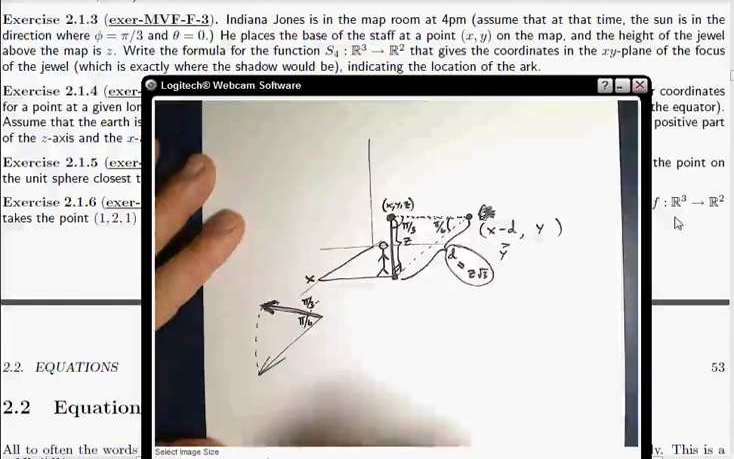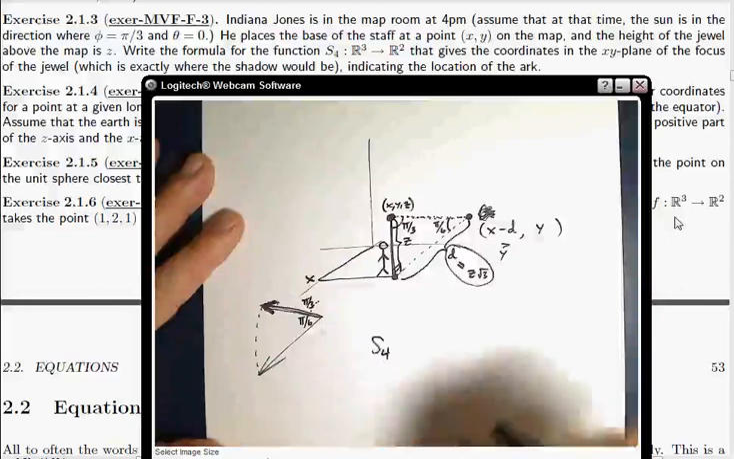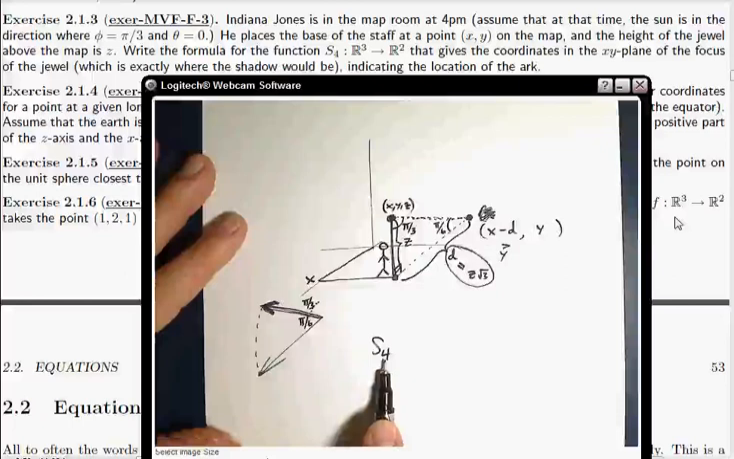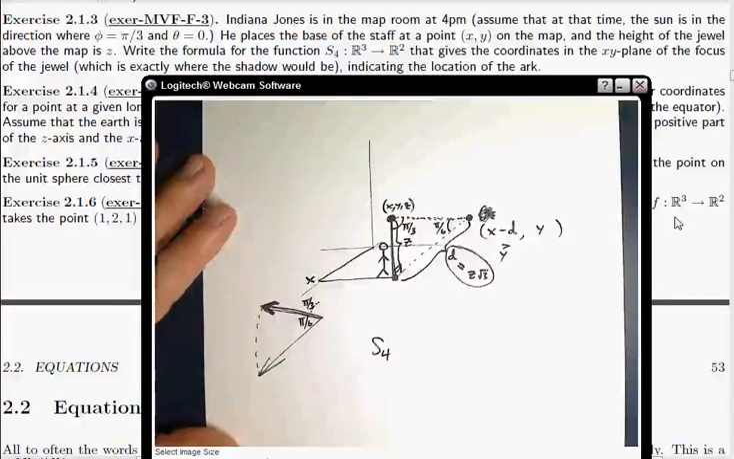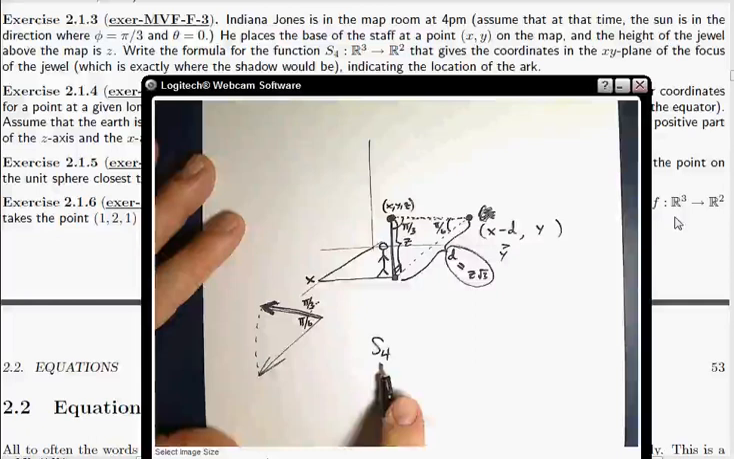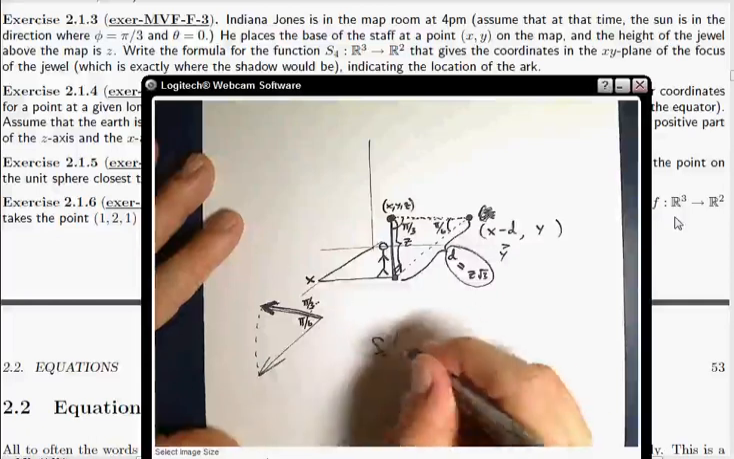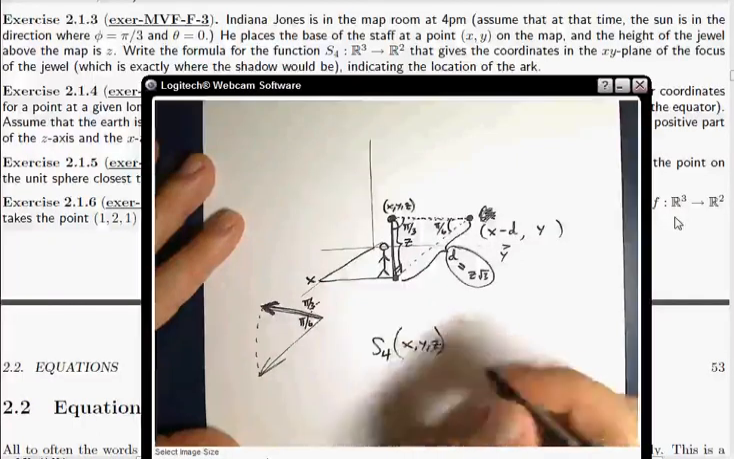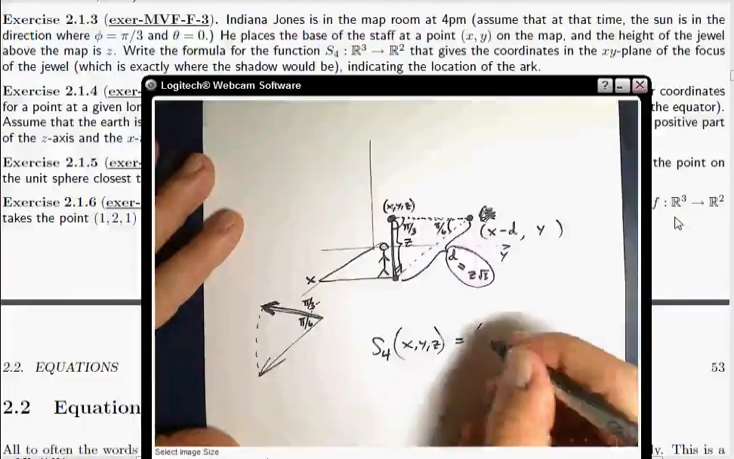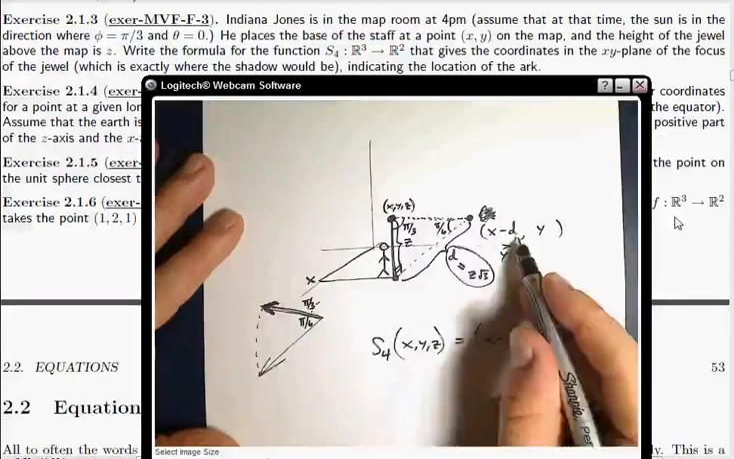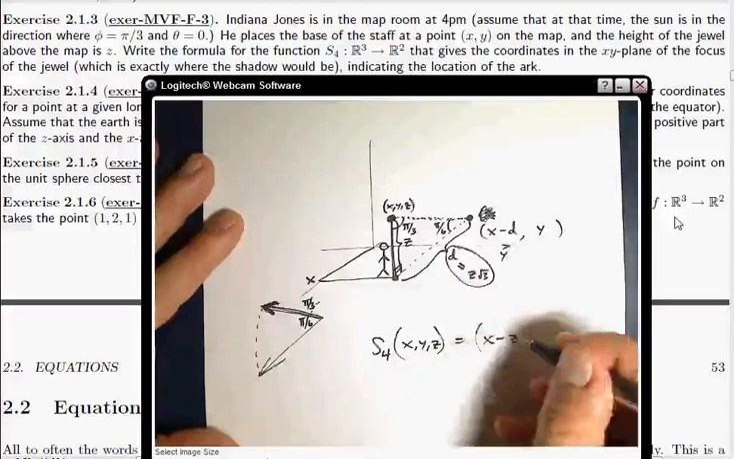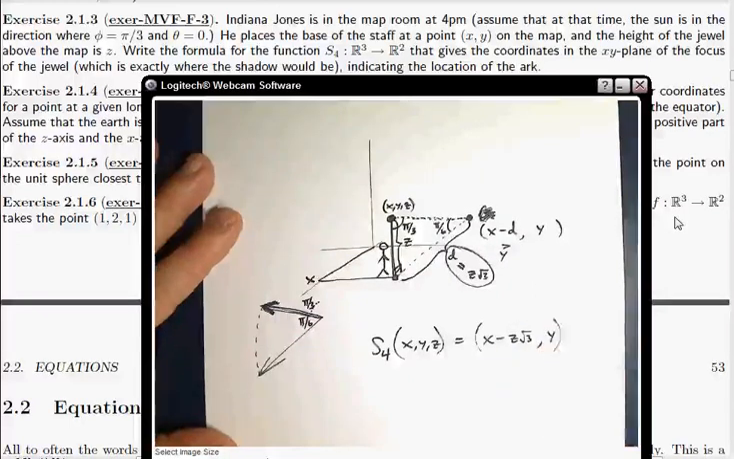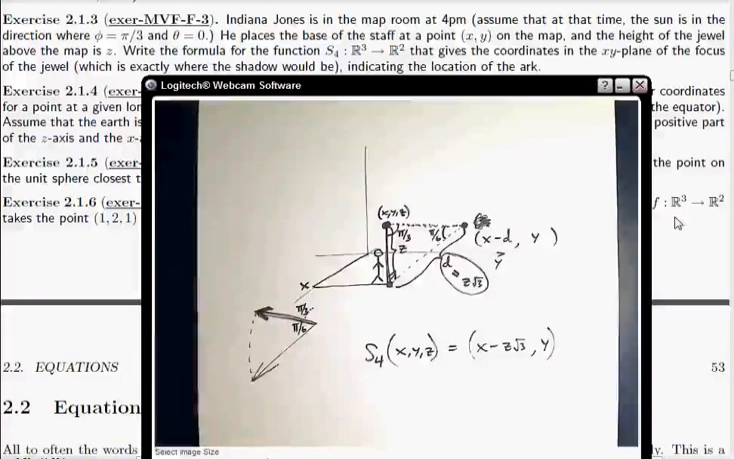So altogether then, here's our answer, our S4 function. So this is the shadow function at 4 o'clock. In other words, at the time when phi is pi over 3 and theta is equal to 0. So at that particular time, the shadows of points at locations like x, y, z, the shadow is going to be at x minus d. D was this, z square root of 3, comma, y. There you go.